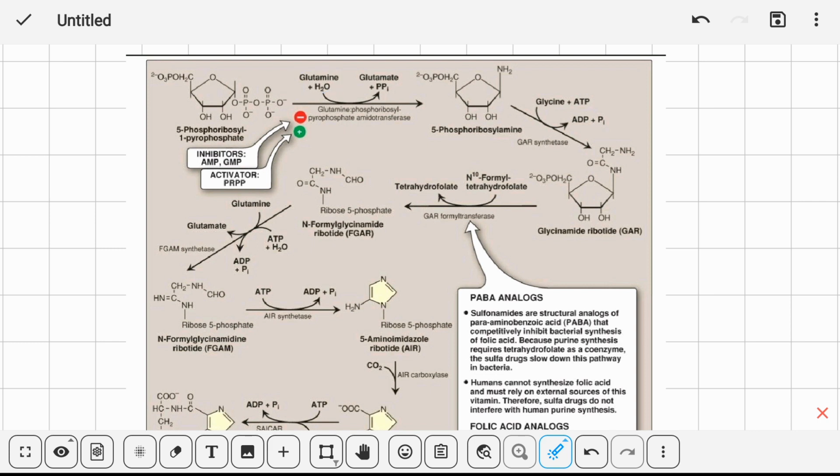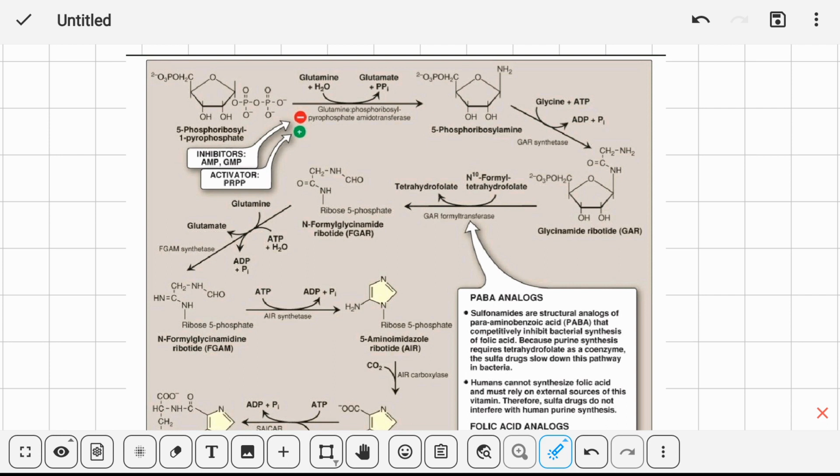The inhibitors here are AMP and GMP. The activator is PRPP. The activator process of PRPP is very simple. Obviously, when PRPP is present in excess in the body, it will push the reaction to move towards the synthesis of purine nucleotides, because PRPP doesn't just want to sit there idly. It wants to be in a reaction. It wants to be productive. Whereas the inhibitors are AMP and GMP.